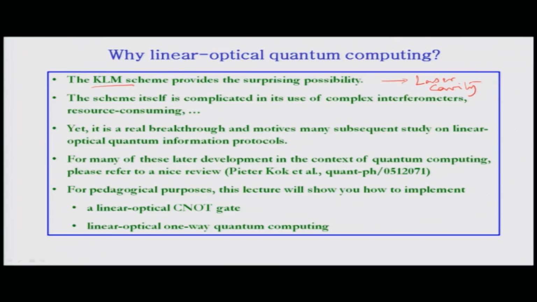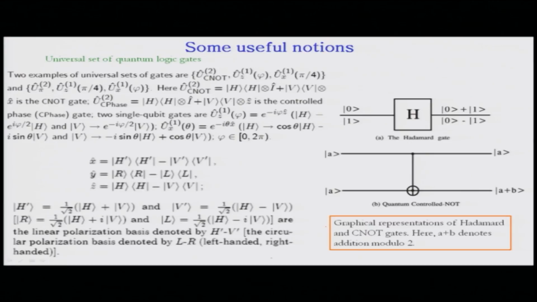The scheme itself is complicated in terms of the linear optical approaches, because it may use complex interferometers, and it is often resource consuming, because being linear, often the number of resources necessary for this process is quite high. However, it is a real breakthrough and motivated many subsequent studies where linear optics in quantum information protocols have been applied. There have been some recent reviews and other work, but what we will do in this particular lecture is to show you how to implement a linear optical CNOT gate. We will demonstrate it in some process here.